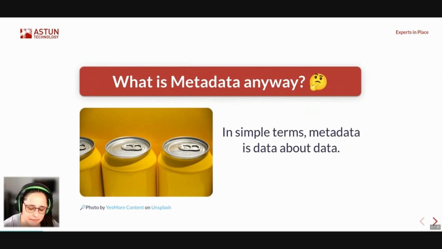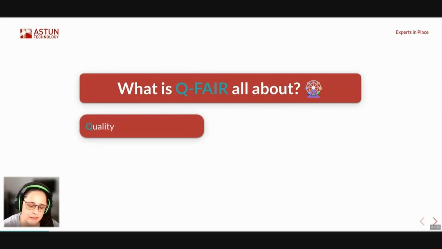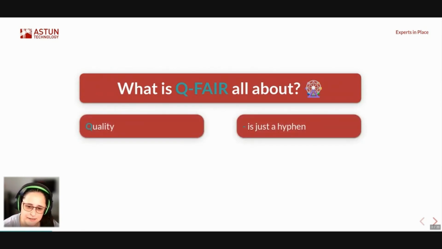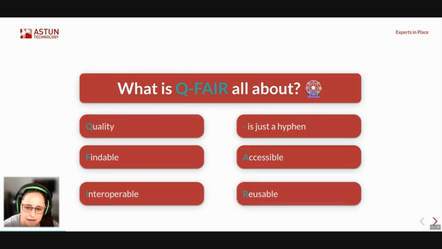Another common term that gets presented quite a lot these days is Q-FAIR. Q-FAIR is all about making your data high quality, findable, accessible, interoperable, and reusable. This is best or most easily achieved if your metadata is also Q-FAIR, and best achieved by using open standards and formats where possible. So what do the letters mean? Q stands for quality, the hyphen is just a hyphen, F stands for findable, A for accessible, I for interoperable, and R for reusable.